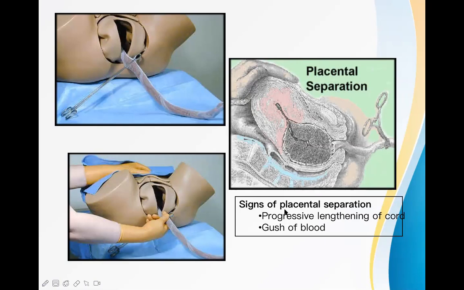So this is the one. These are the signs of placental separation. Progressive lengthening of the cord because the placenta is descending downward, and there is a gush of blood. After the separation of the placenta, some bleeding will happen. So these are the two signs of placental separation, and you are quite happy that the active management of the third stage of labor is progressing well.